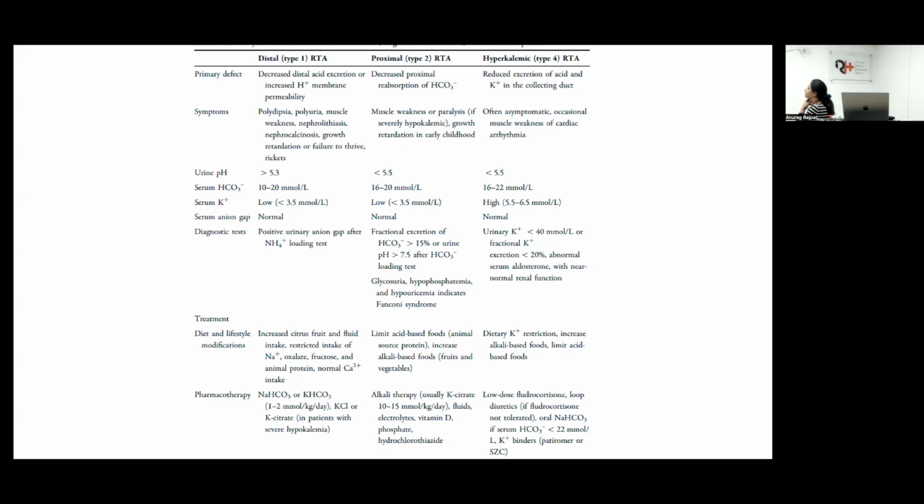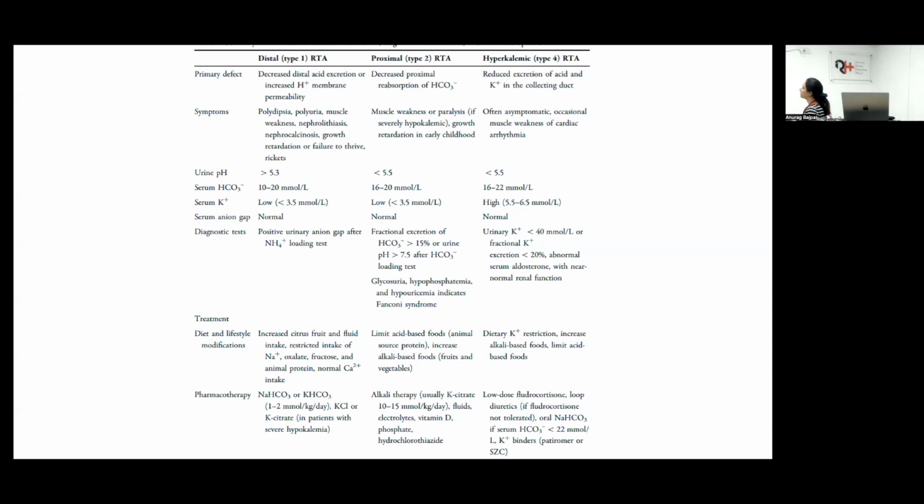So looking at differentiating points between the different RTAs, we know that the primary defect in distal RTA is a defect in acidification of urine, so you cannot lose the proton in urine. In proximal RTA, the defect is in reabsorption, so you're losing a lot of bicarbonate in urine. These usually present with polyuria, polydipsia, and muscle weakness with failure to thrive. The catch point here again is nephrolithiasis or nephrocalcinosis, which will be seen in distal RTA.